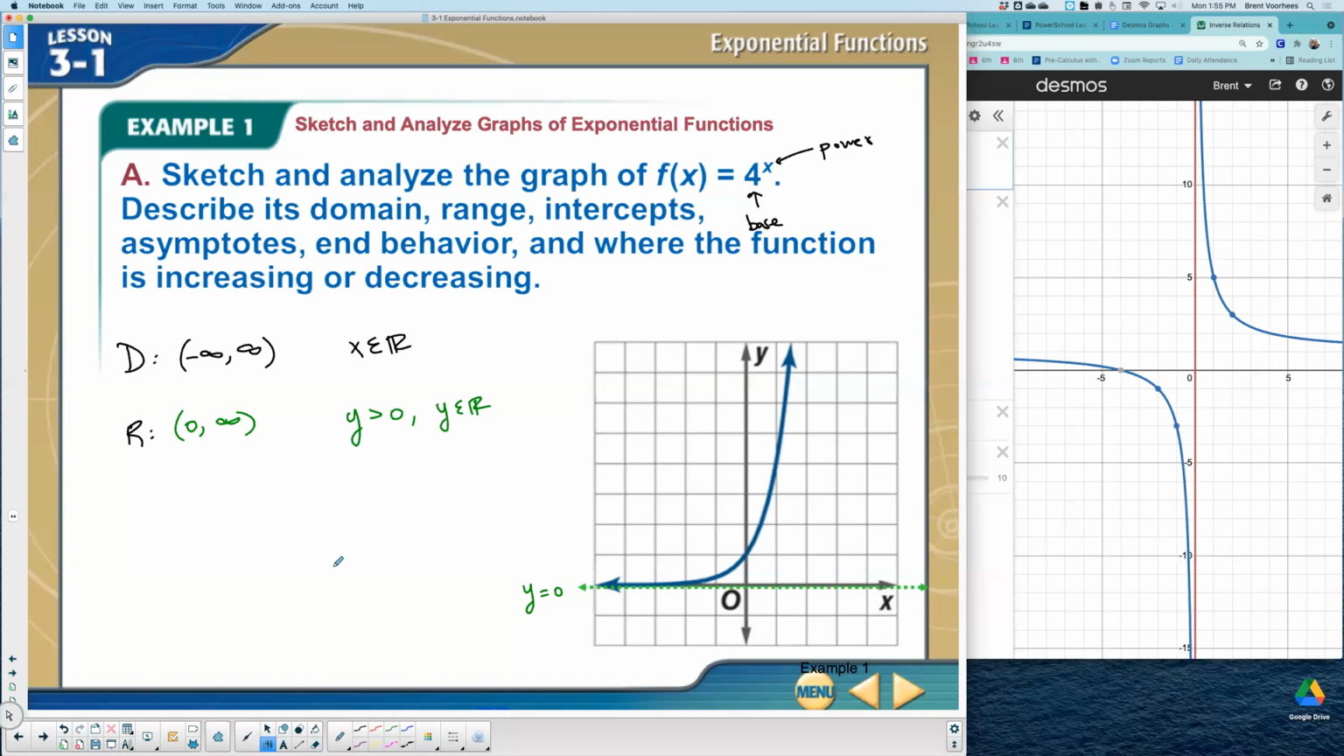All right. Let's see, domain, range, intercepts, without any transformations, without being shifted or anything like that. Every exponential function will go through the point (0, 1). So it'll have a y-intercept at 1, but no x-intercept. It does not cross the x-axis.